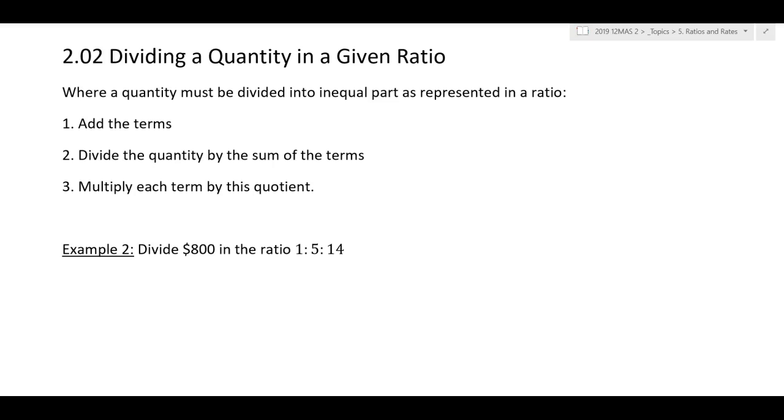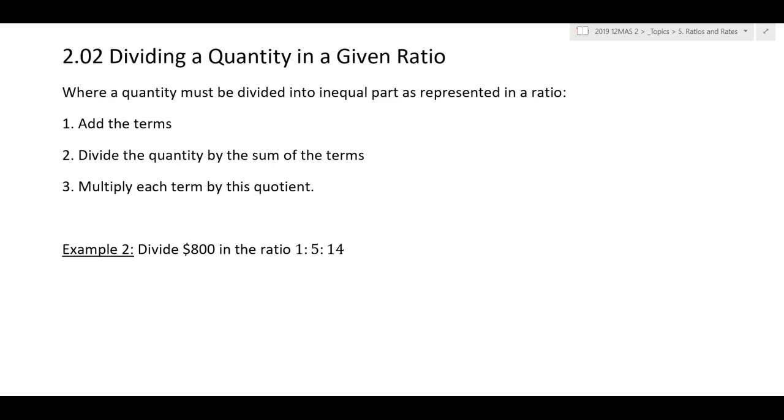How do we do this? Well, really, these three steps should do it. Add the terms together. Find out how many parts we've got altogether. Divide our quantity by that sum, by the number of parts there are altogether. That will tell us how big one part is. Really, this is what we call the unitary method. We're going to work out how big one part is. Then we multiply each of those original terms by the size of one part, which is the quotient. Anyway, we'll show you how this works.